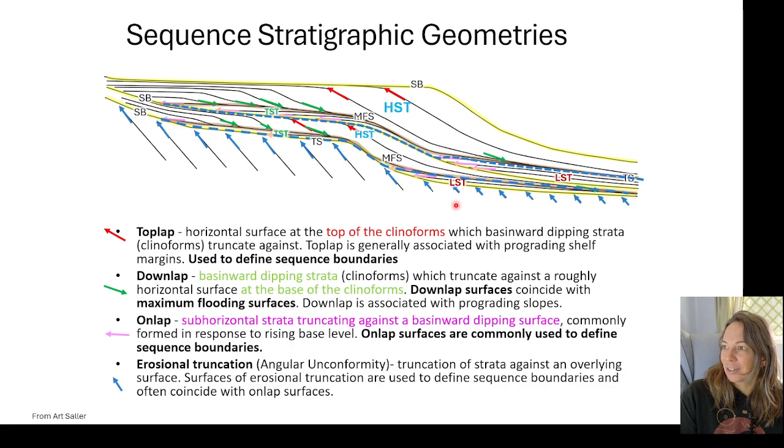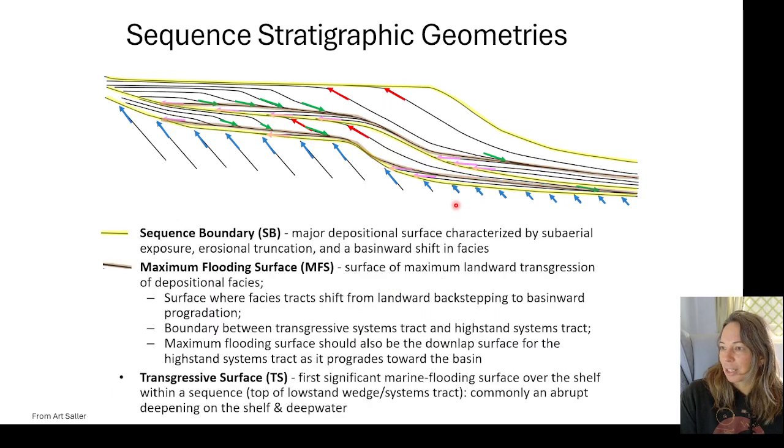We've got our highstands, our transgressive systems, and our lowstands. And so just a few more definitions. Our sequence boundaries are major depositional surfaces characterized by subaerial exposure, erosional truncations, and then the basinward shift in facies, so building out into the basin. We also have our maximum flooding surface, which is the maximum landward transgression of depositional facies. And I always feel like this lecture is a whole bunch of words and definitions.